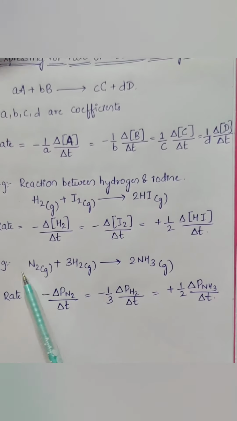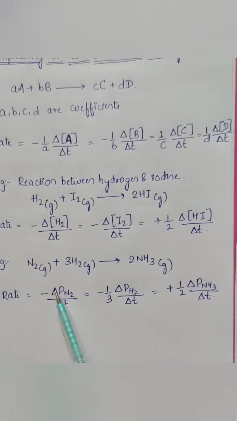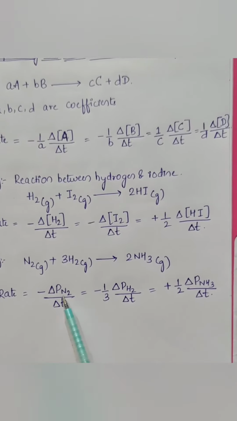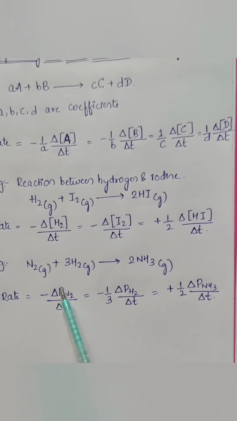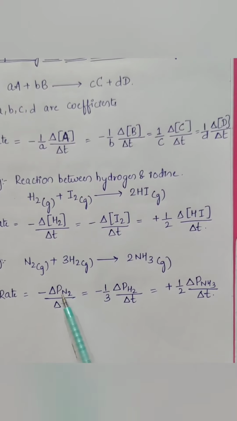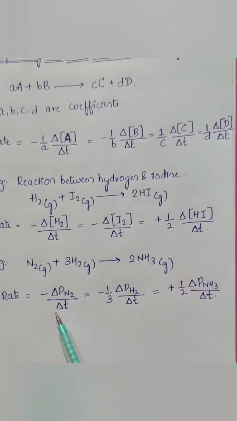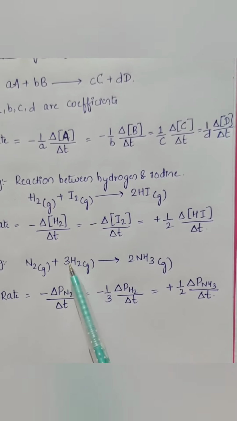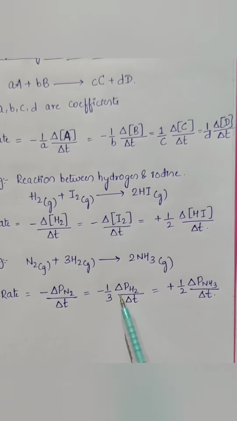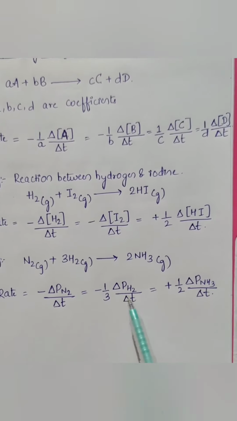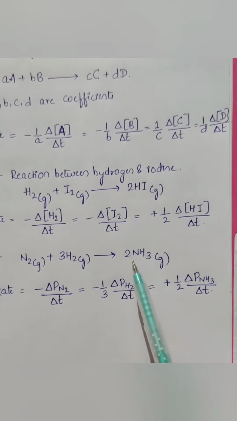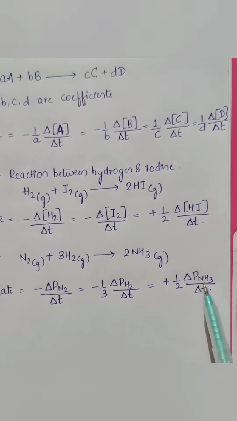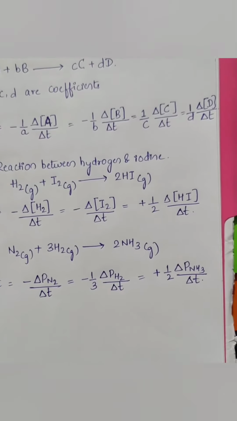Here the reactant is nitrogen, so minus change in partial pressure. Instead of concentration, instead of the square bracket, I am writing P. P here refers to the partial pressure of nitrogen divided by change in time, is equal to minus, the stoichiometric coefficient is 3, so 1 upon 3, change in partial pressure of hydrogen over delta t, is equal to, the stoichiometric coefficient is 2, 1 upon 2, change in partial pressure of ammonia divided by delta t.